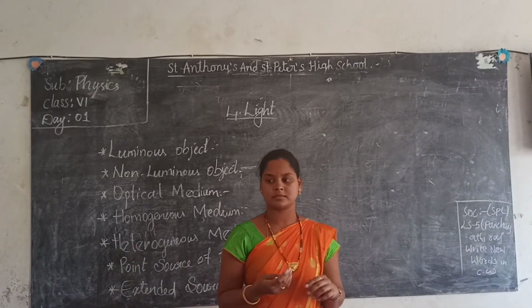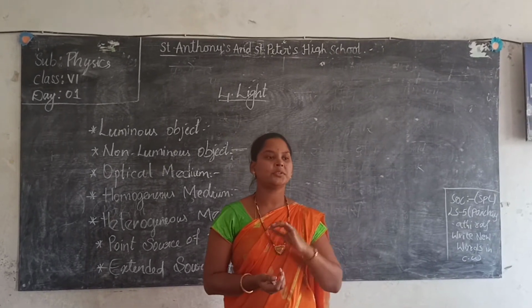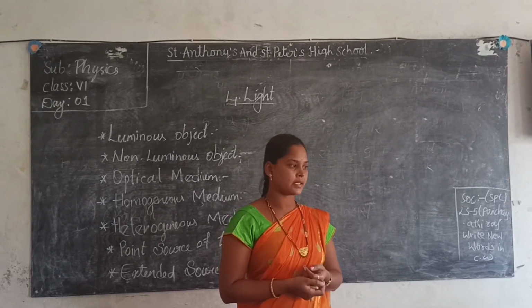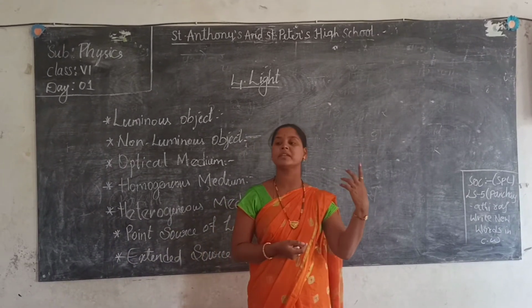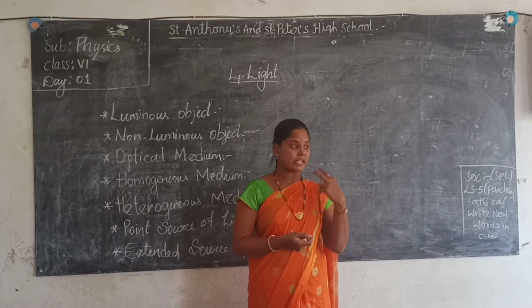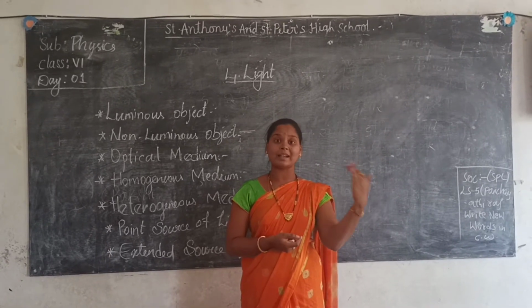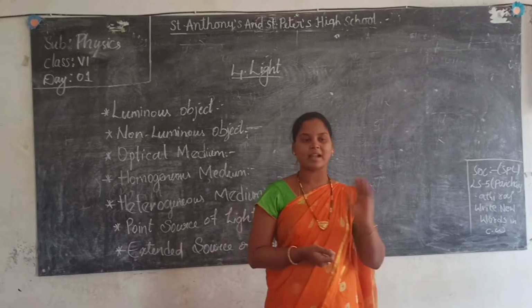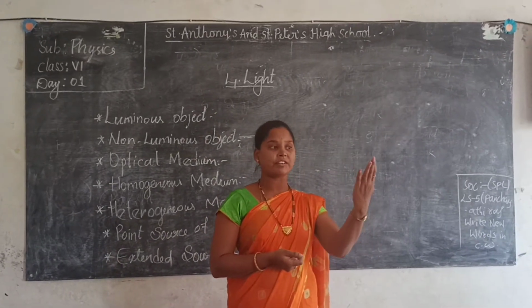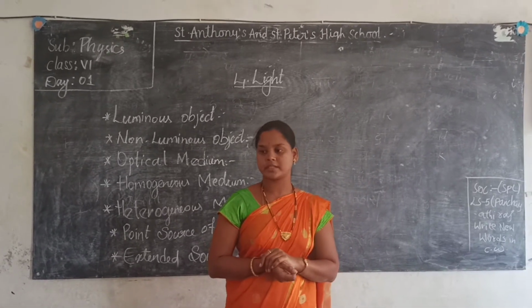It shows us the way. Due to light we are seeing other objects, right? Yes or no? Just because of light we are able to see the other objects. Are we seeing with our eyes? Our eyes are helping to see the objects or light is helping to see the objects? Light. Mainly light. Light rays fall on the object. That reflected ray falls on our eye. Then we can see the objects.